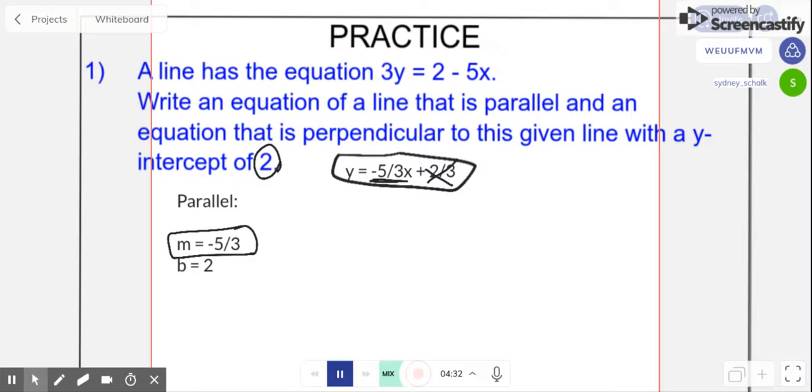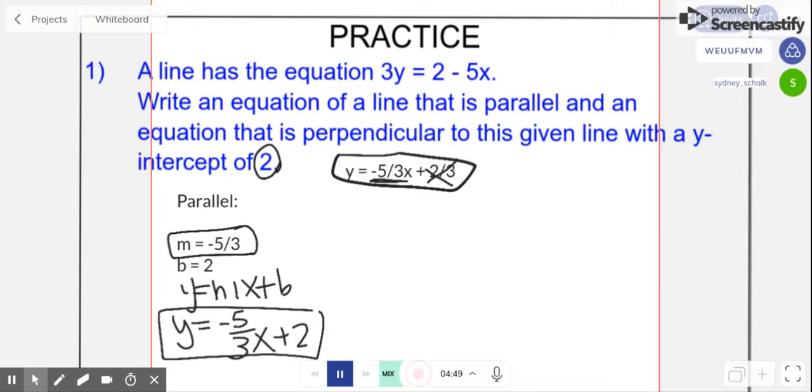We want to use the one that it gives us. So our B for our parallel line is 2. When I plug these into my y equals mx plus b equation, I get y equals negative 5/3 x plus 2. That is my equation for my parallel line. My perpendicular line, on the other hand, has a slope of 3/5.